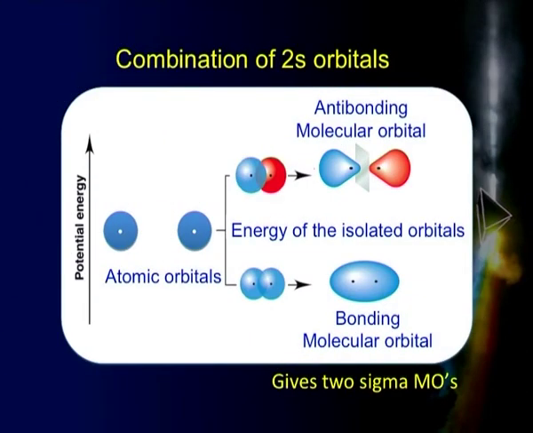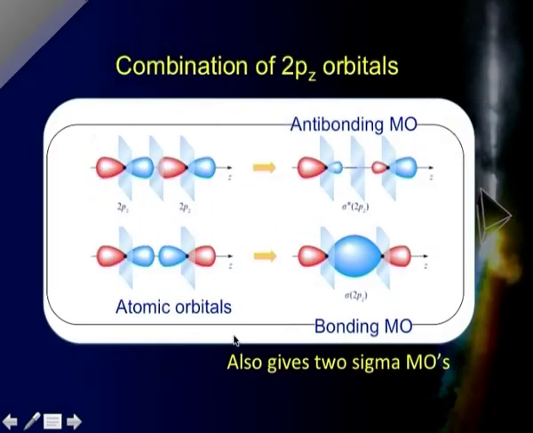We know that the two s orbitals will combine. S orbitals are spherical, they combine together to give me a sigma bonding orbital or an anti-bonding orbital. Both of them are sigma. Similarly, if I take 2p-z orbitals to combine together, so this is my 2p-z here. When they combine, they will give rise to a bonding orbital. This will be an anti-bonding, and both of them again will be sigma orbitals, because any overlap along the internuclear axis is going to give me sigma molecular orbitals.